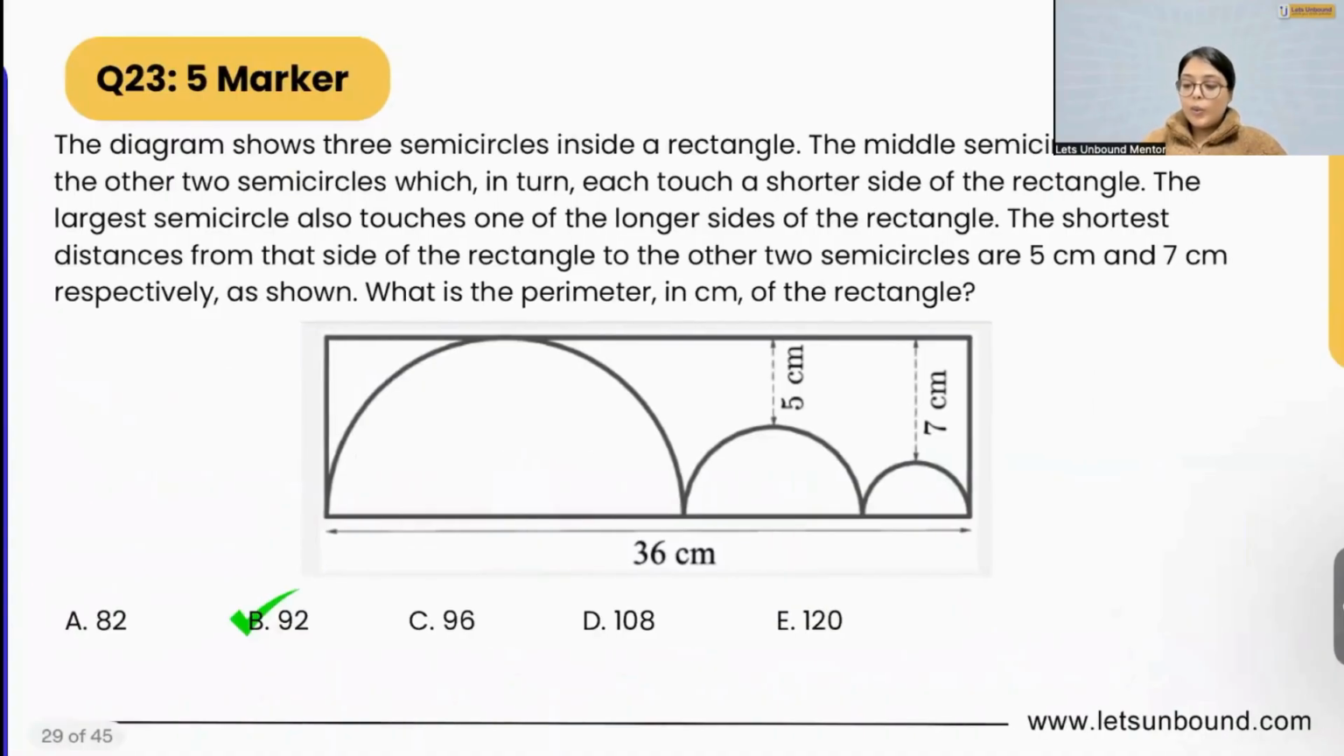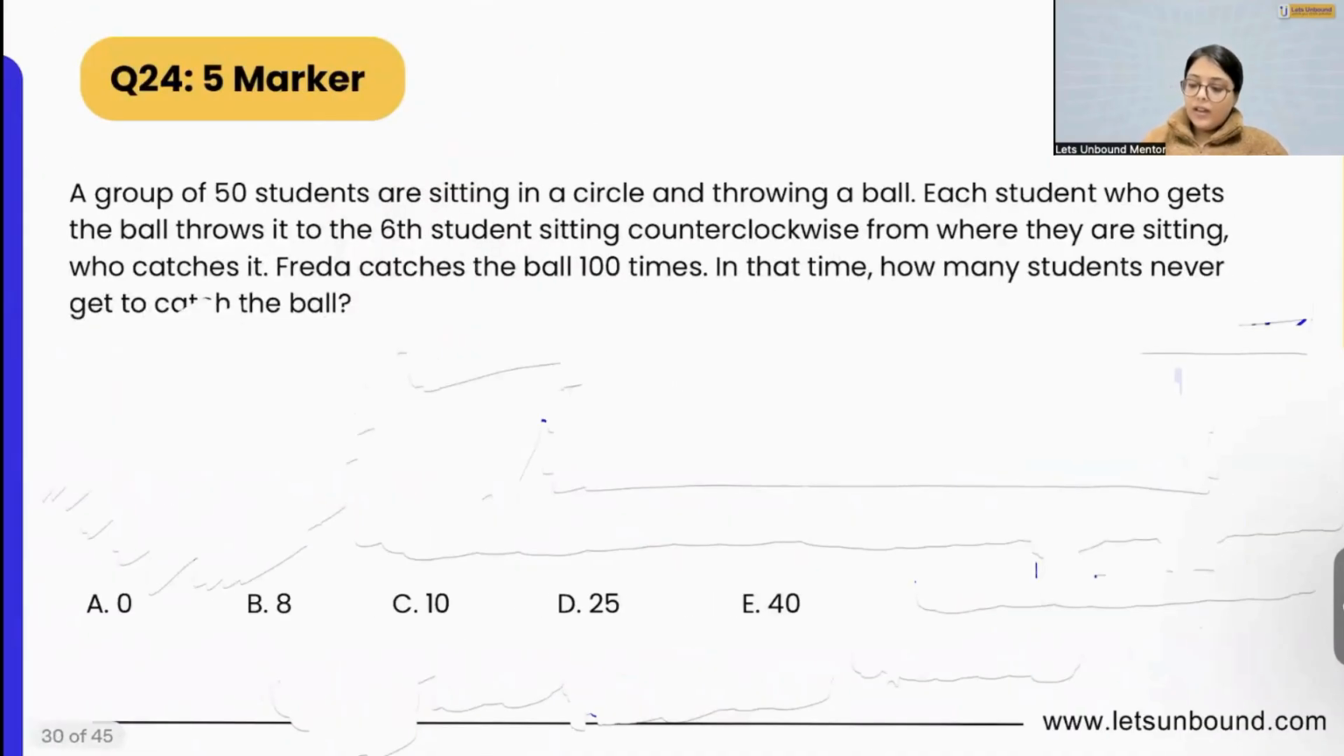Moving on to question 24. A group of 50 students are sitting in a circle, throwing a ball. Each student who gets the ball throws it to the sixth student, sitting counterclockwise from where they are sitting, who catches it. Freda catches the ball 100 times. In that time, how many students never get to catch the ball?